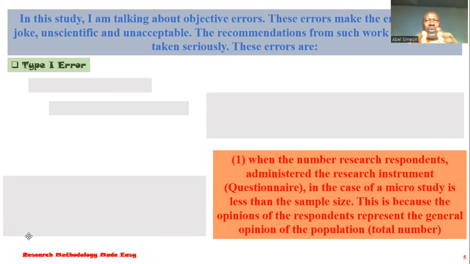So if you say you have 30 persons, and the sample size is 25, then it should be administered to 25. But if it is less than that, it is assumed that the opinion of those people you gave it to, which is less than the sample size, cannot be taken as true and fair. So that is type 1 error.